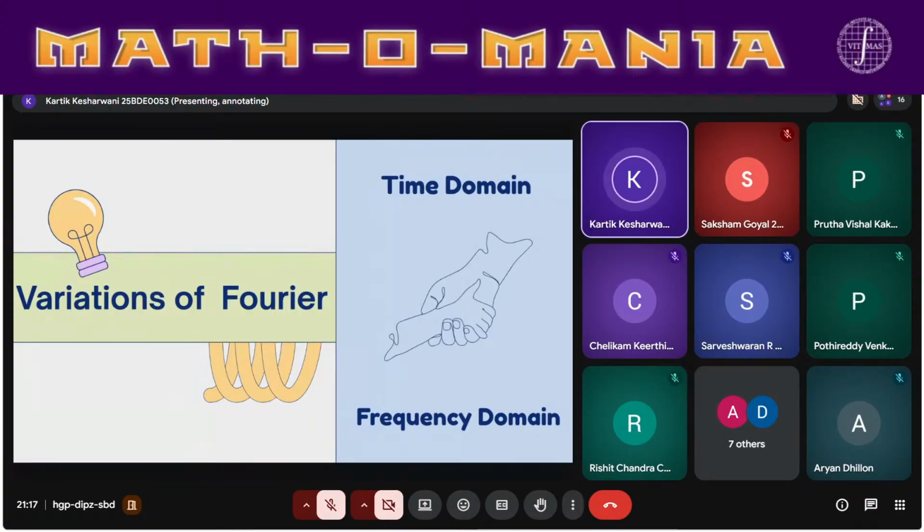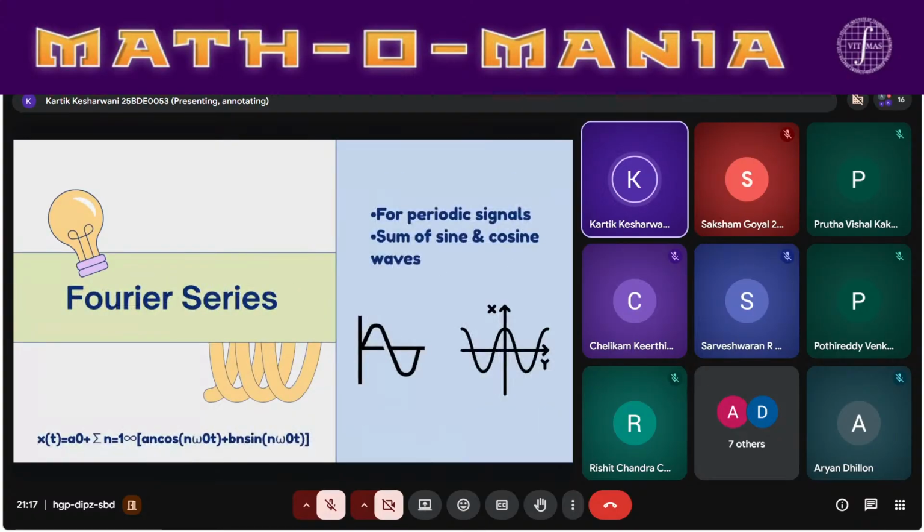Let's start with the most fundamental one. Let us begin with the Fourier series. When we talk about the Fourier series, we are dealing with signals that repeat over time. These are called periodic signals. If you think about something like an alternating current signal in electrical systems, it keeps repeating in a regular pattern. Similarly, many waveforms in electronics repeat after a fixed interval.